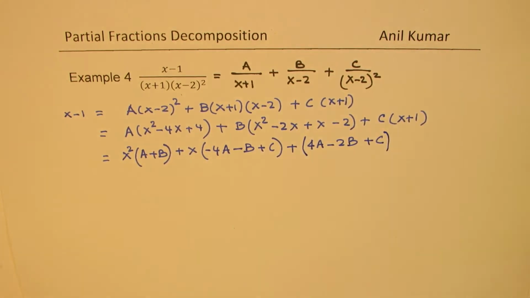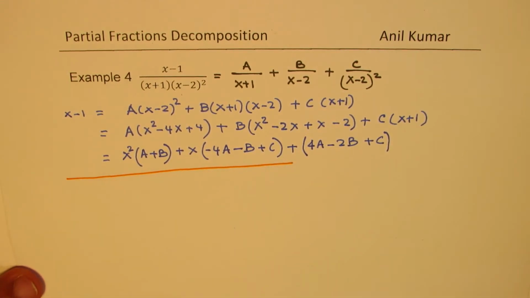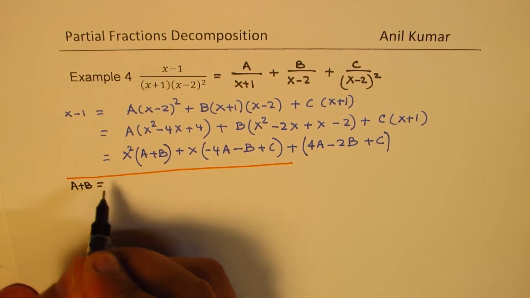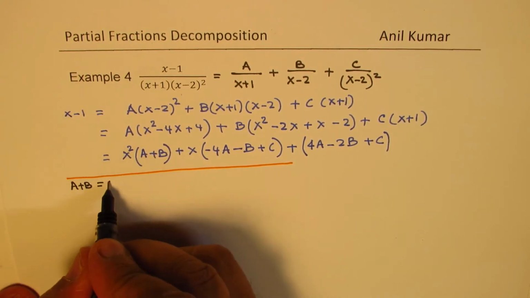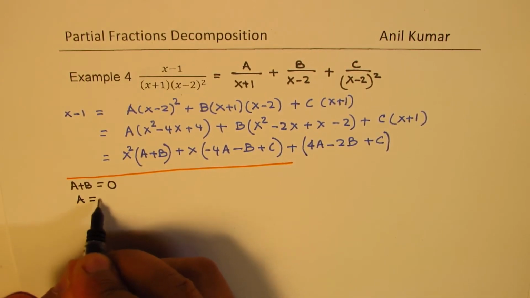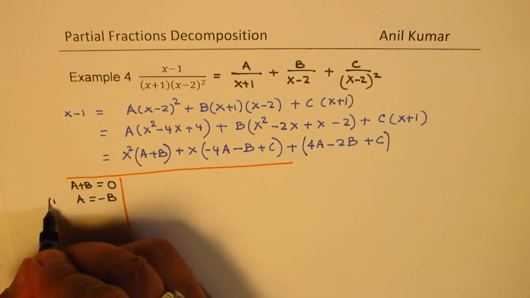So that gives you 3 equations, correct? So now we'll write down our 3 equations and then solve. The first equation is a plus b equals to coefficient of x square is 0, right? So that is the first equation. Well, from here you can write a equals to minus b, right? Okay, so that becomes one set of equation for us. We'll call this as our equation number 1.